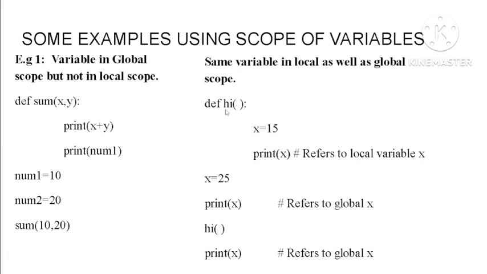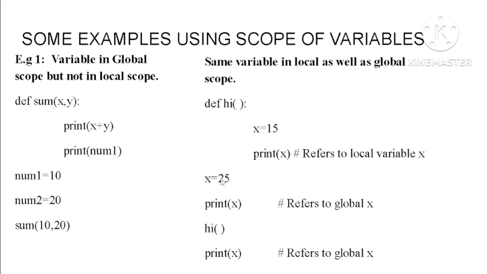Look at this example. def high: x is equal to 10 and print x. And here I have given in the main lines, x is equal to 25. So I have given the same x inside the function as well as outside the function. Now, when I say print x inside the function, 15 will get printed. When I print x outside the function, 25 will get printed.